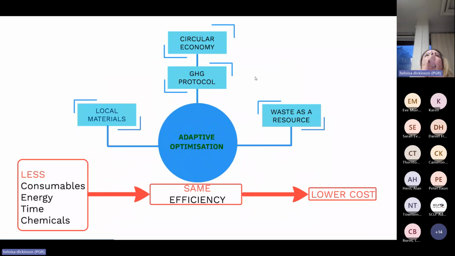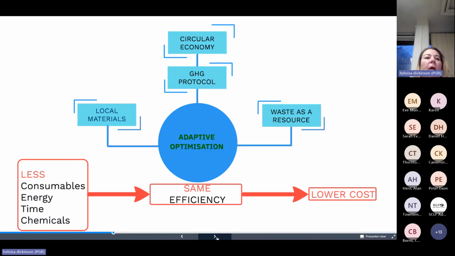When I was developing the technique and doing my work in the laboratory, I think I created this concept as well, adaptive optimization. I used only local materials and a waste-as-a-resource approach based on the GHG protocol and circular economy guidelines. So in practice, what does that mean? It means that I'm using less consumables, less energy, less time, less chemicals, and producing less carbon emissions, whilst keeping the same efficiency. That translates to lower cost as well, but just as a positive byproduct of this method.